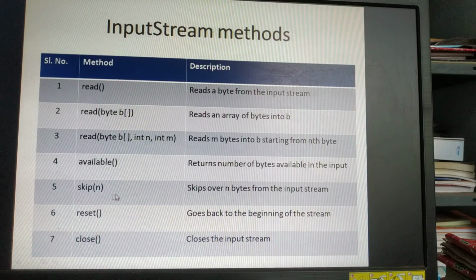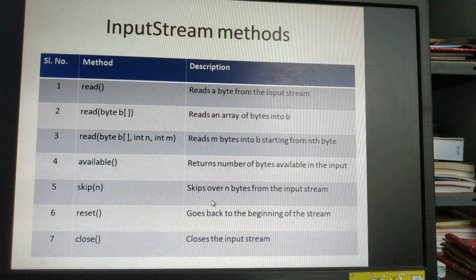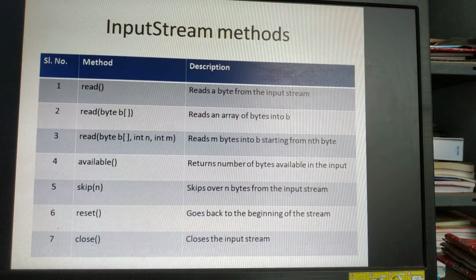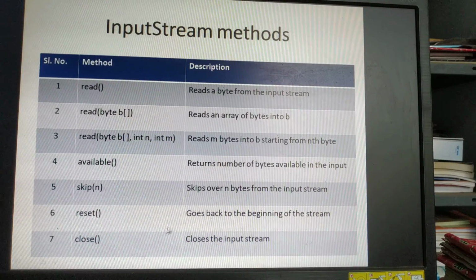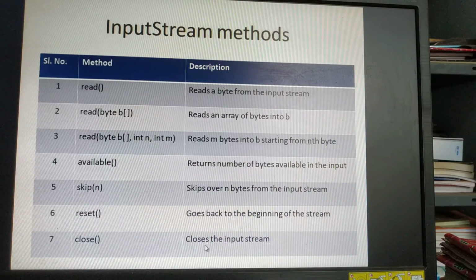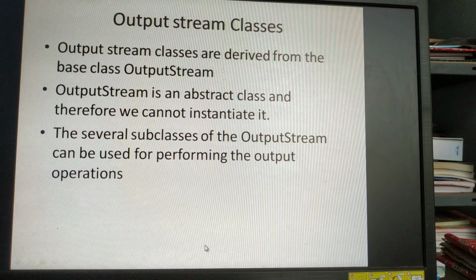And fifth one is skip. It skips over n bytes from the input stream. Skipping means going ahead for reading the data from the file. The sixth one is reset, which goes back to the beginning of the stream. The last one, seventh one, is close, which closes the input stream.